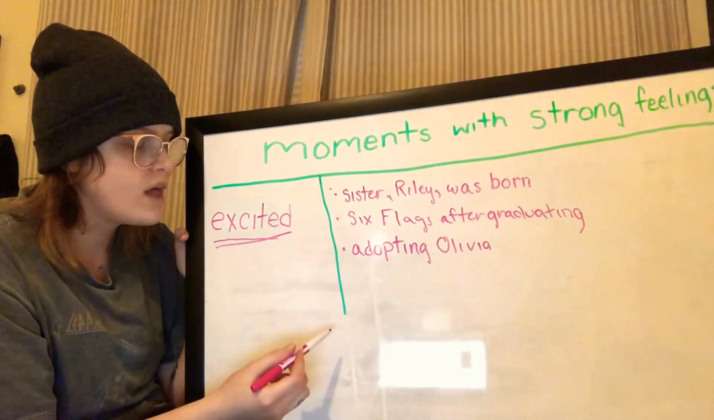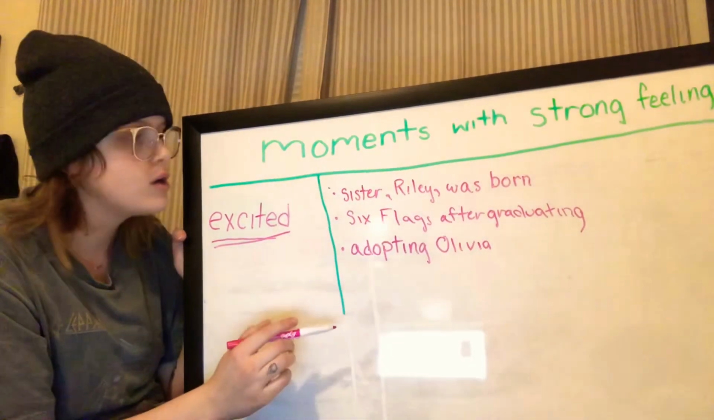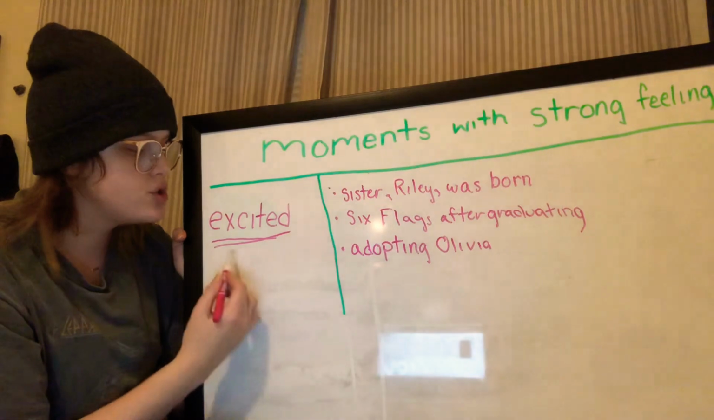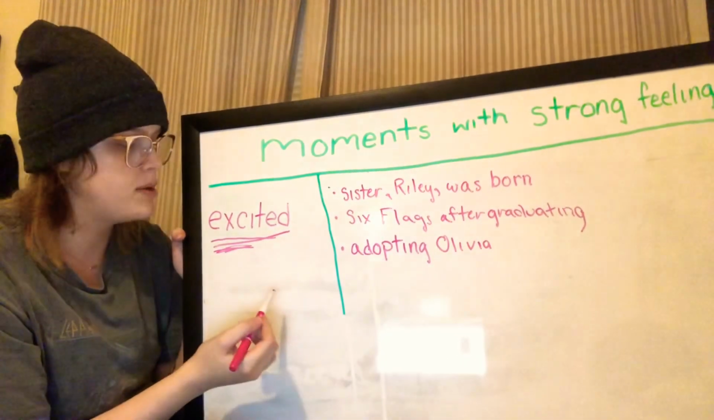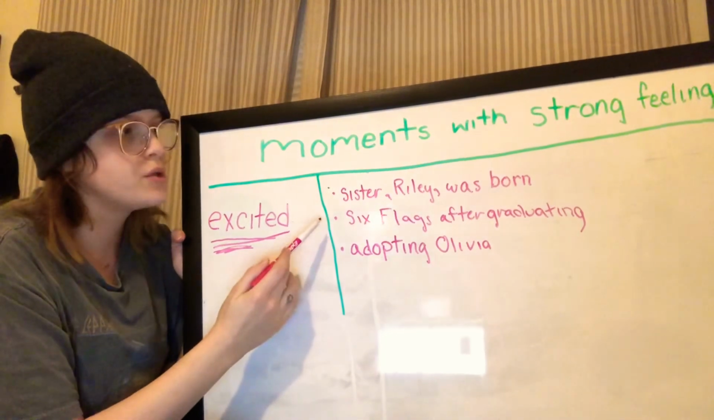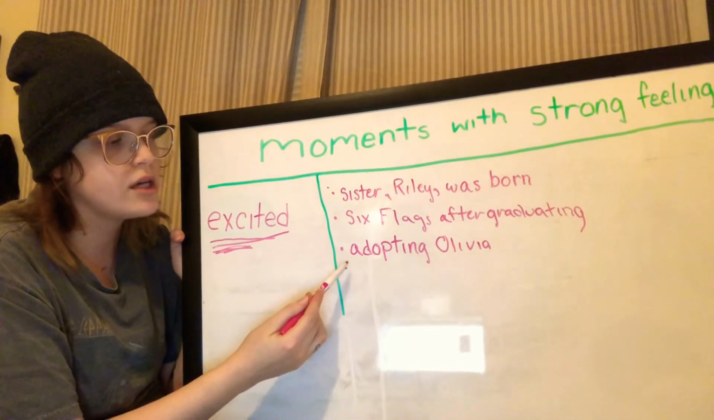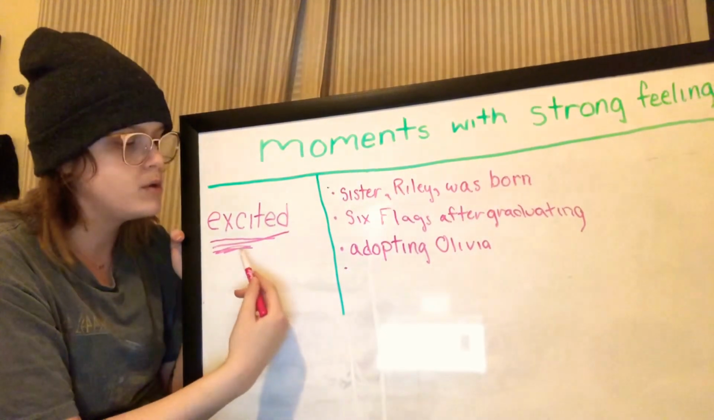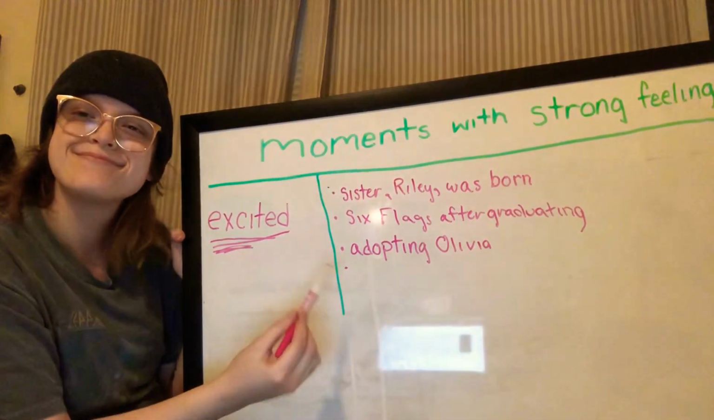So, I want y'all to go in your writer's notebooks and just choose an emotion that you want to write about. And then on the right side, I want you to put some memories that you associate with that emotion. Thank y'all.